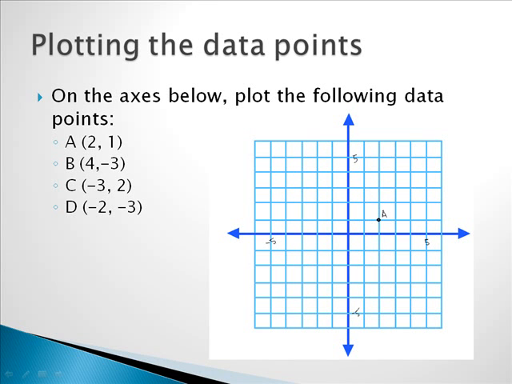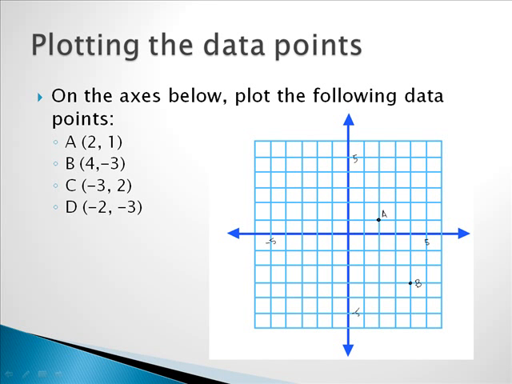Let's move on to point B. So we've got the point 4, -3. So we're moving 4 units along the horizontal axis. Because it's positive 4, we're moving 4 units to the right. So let's move 4 units to the right. And now the -3 is along the vertical axis. Because it's negative, that means we move 3 units down. So again, we moved 4 units to the right and 3 units down. So we've got the point B.